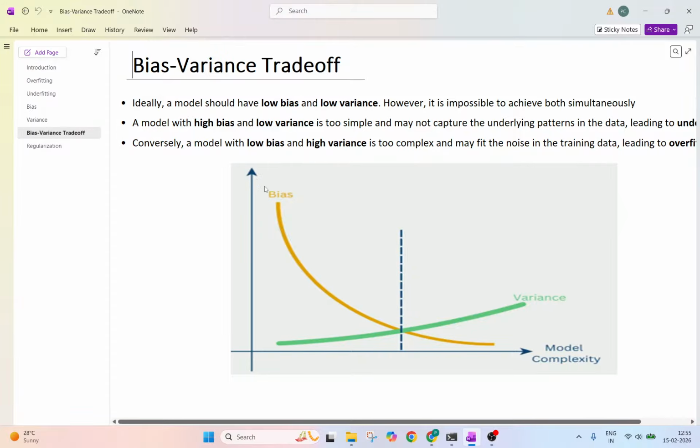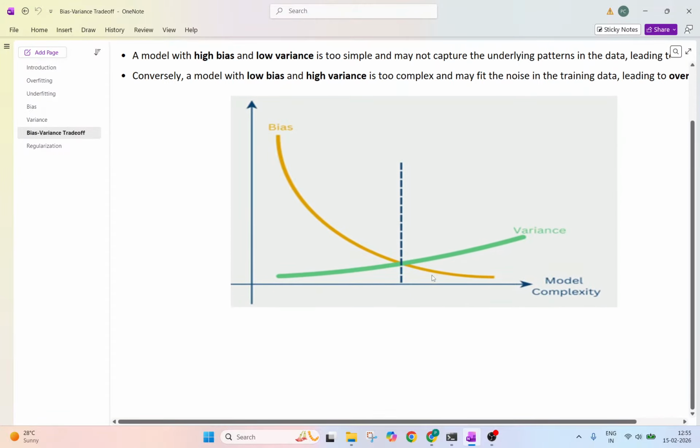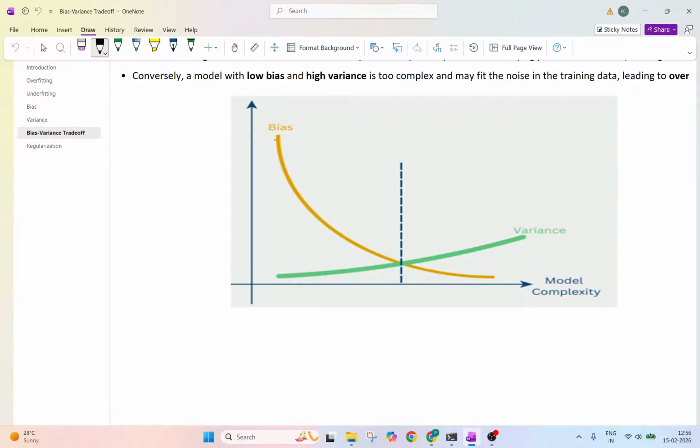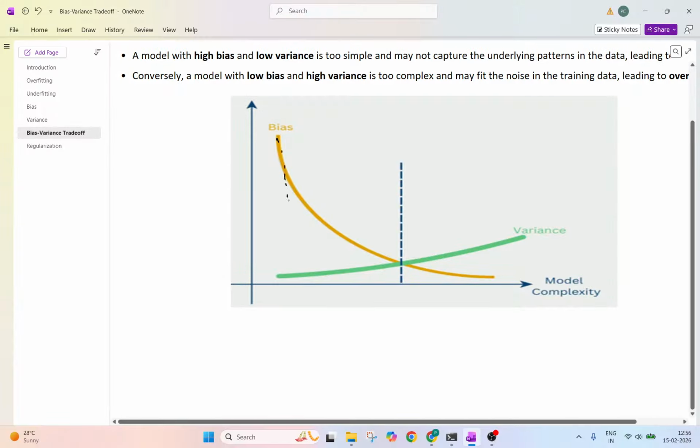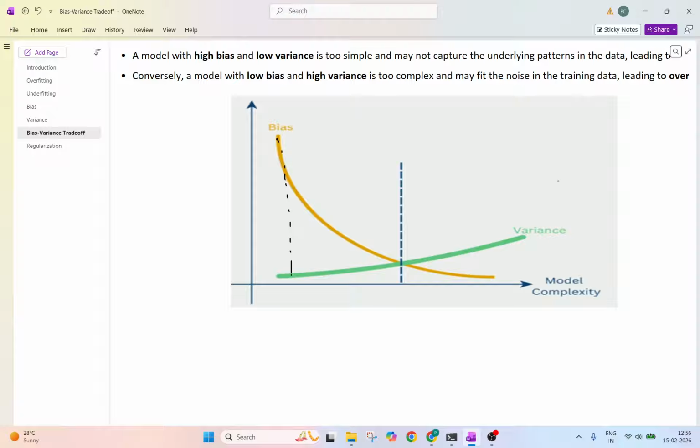The answer is no. If you look at the bias variance trade-off curve, this is how it looks. When it has high bias, it would automatically have low variance. This is the curve for variance, right? So when it has high bias, this point over here, it would automatically have low variance. And when it has high variance, it would automatically have low bias. Both bias and variance cannot be high or low simultaneously, right?